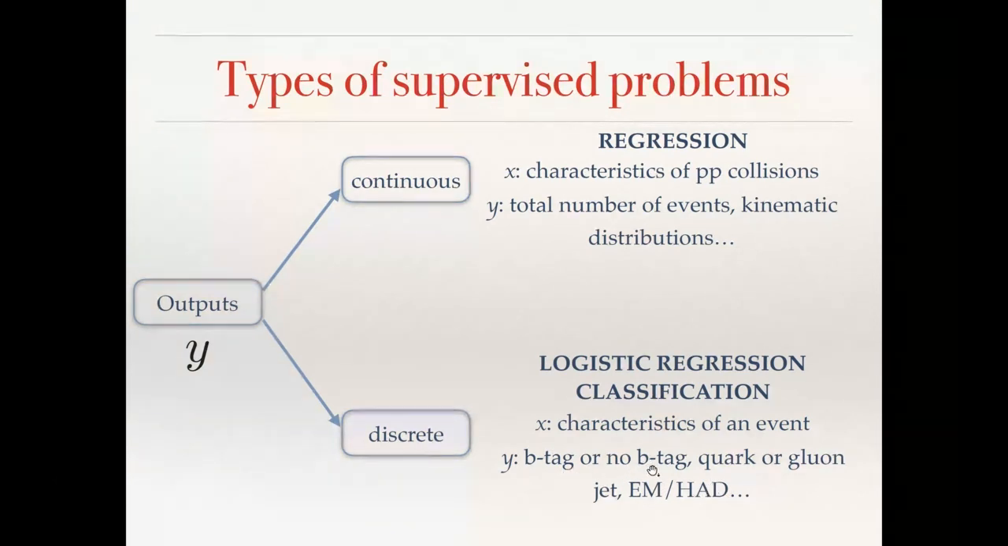These are labels that are discrete. B tag, let's say, is 1, no B tag 0. Quark or gluon is binary, it is either quark or gluon. Electromagnetic or hadronic, and so on. Those kinds of discrete outputs lead to this problem of classification, which is very, very common, especially in machine learning.